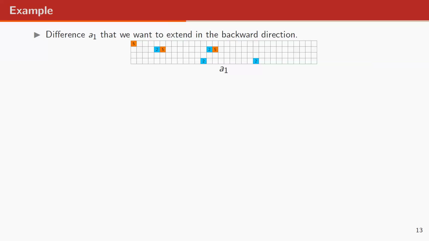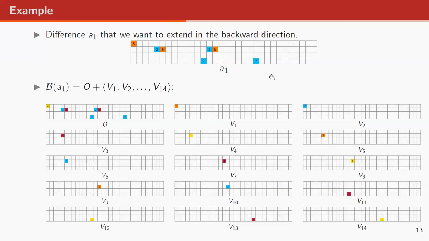So if we look next at an example on the whole state, we have this difference A1 that we want to extend in the backward direction. We have here 7 active columns. And this is a representation of the corresponding affine space. So for each active column, we have 1 bit in the offset. So the offset will also have 7 active columns. And then we have for each active column, 2 basis vectors for a total of 14.